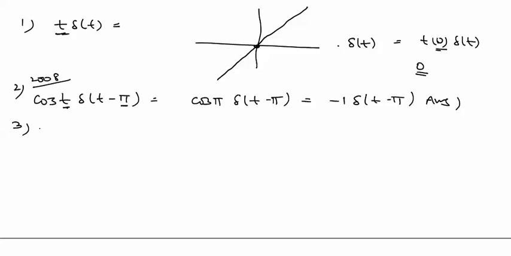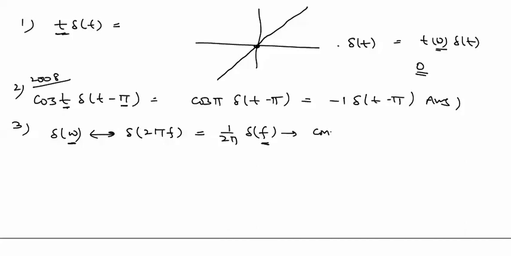Now one more example. Del omega we want to convert into del f. Omega and frequency have the relation omega equals 2 pi f. By the scaling property, 1 upon 2 pi del f. This is the direct relation between omega and f. We use this expression in communication.